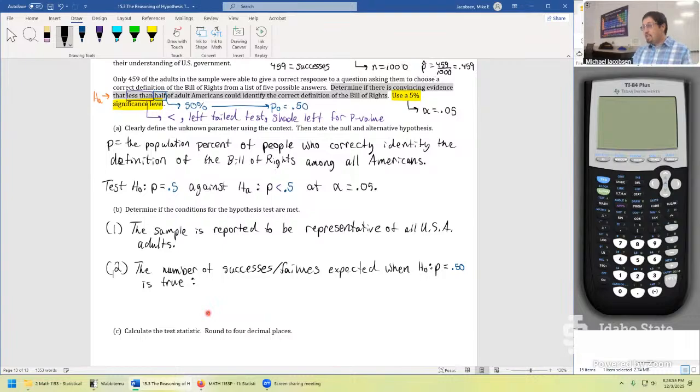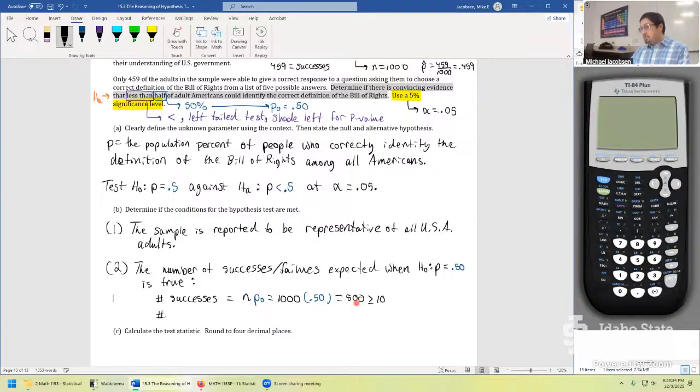Assume that's true, we can now say number of successes is going to be equal to n times P naught. That's a pretty fast computation. N is 1,000. P naught is 0.50. So multiply that through, and you get 500 exactly. Which makes sense. We're testing if it's half. So if the null hypothesis is true, half of the sample of 1,000 should be successes. So that's greater than or equal to 10, so it's a pass there.